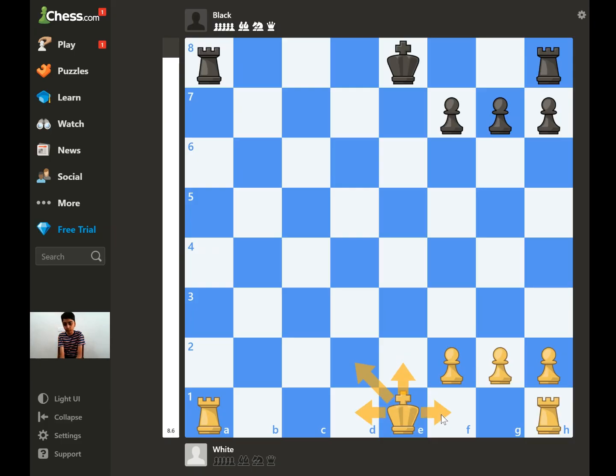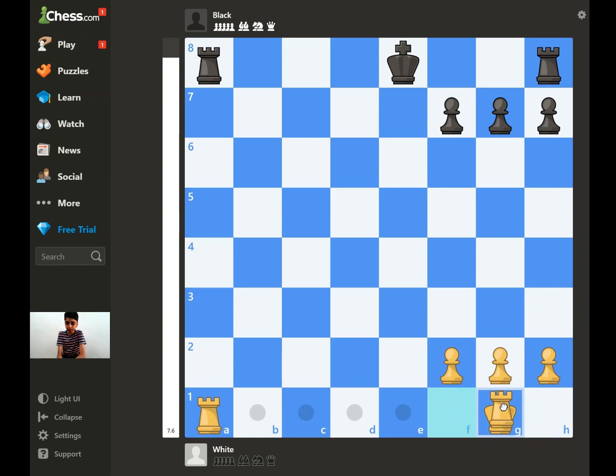So here white can move the king here, here, here, and here, like the king moves. But there's a special move named castling, where you can move the king two squares, one and two squares, and here also one and two squares, in either side, king side or queen side. We can castle by moving the king two squares and putting the rook here.